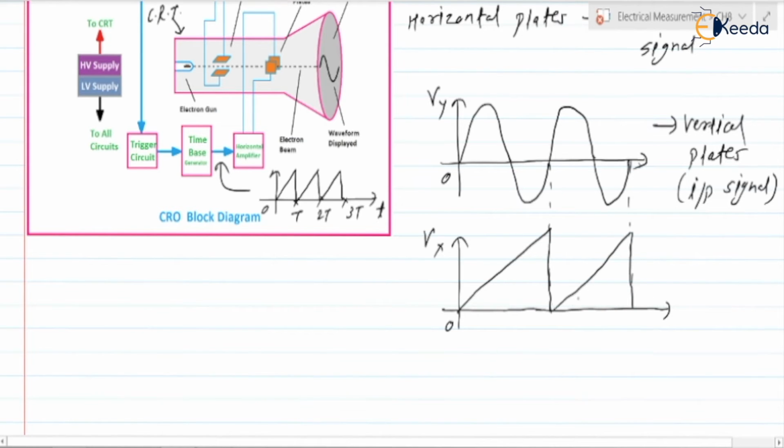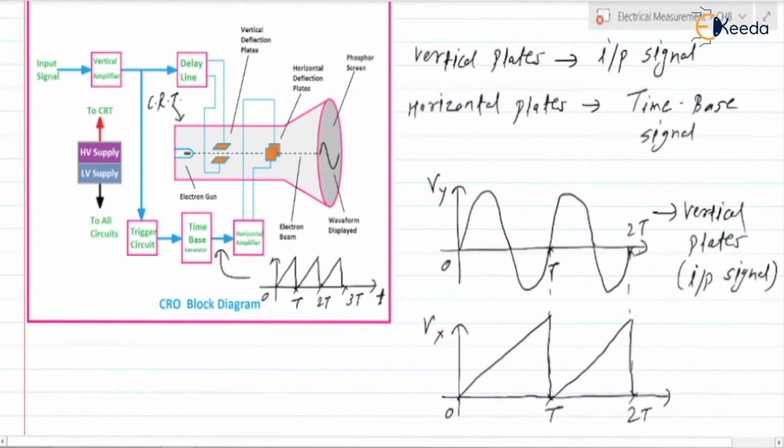Okay, so if you check, if here it is time t, definitely here it is also t. Next, here it is 2t, here we are having 2t.